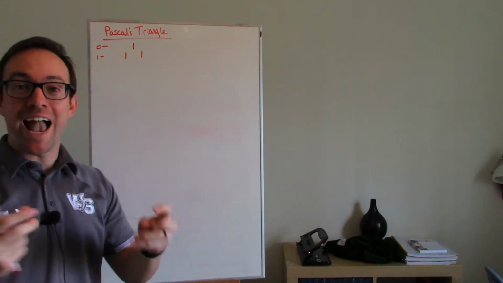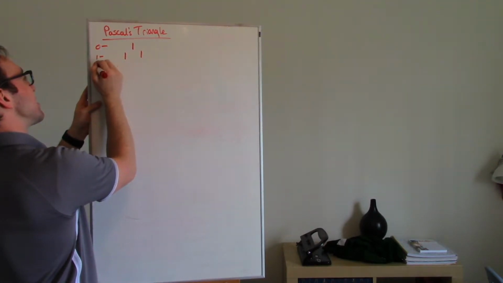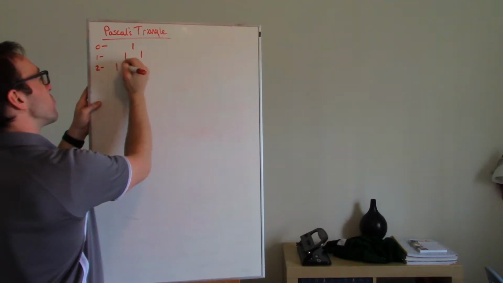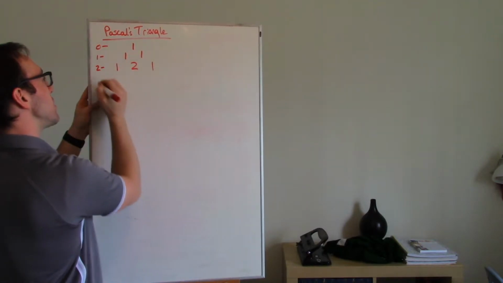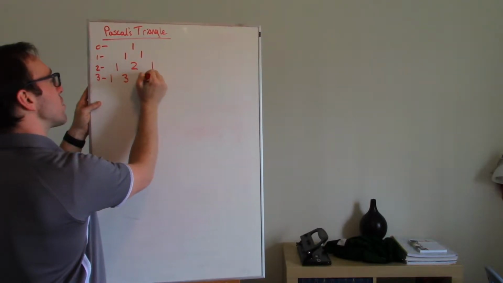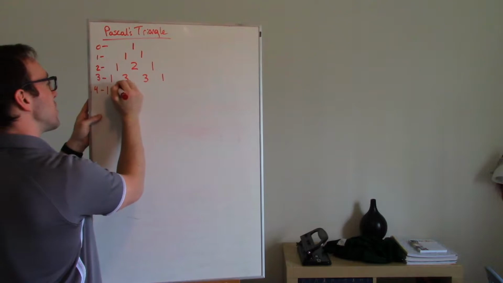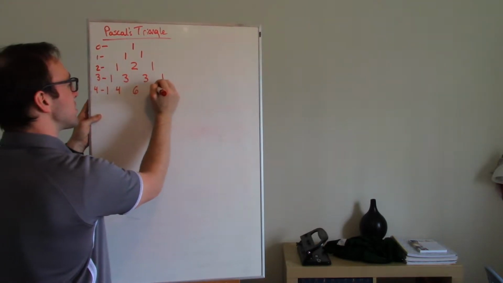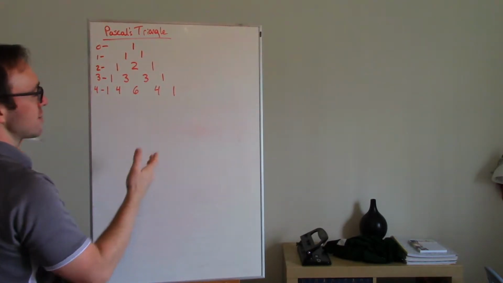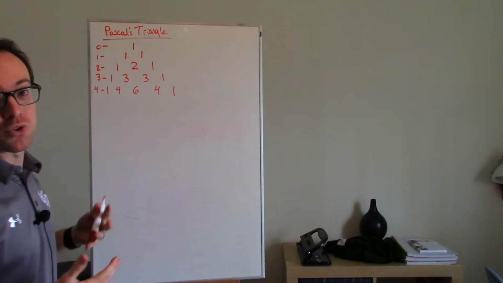You're going to end up adding the numbers above it. So for the 2 line, it's 1, 2, 1. For the 3 line, it's 1, 3, 3, 1. For the 4 line, it's 1, 4, 6, 4, 1. So this comes down like a triangle, and you're just putting the numbers above it together.